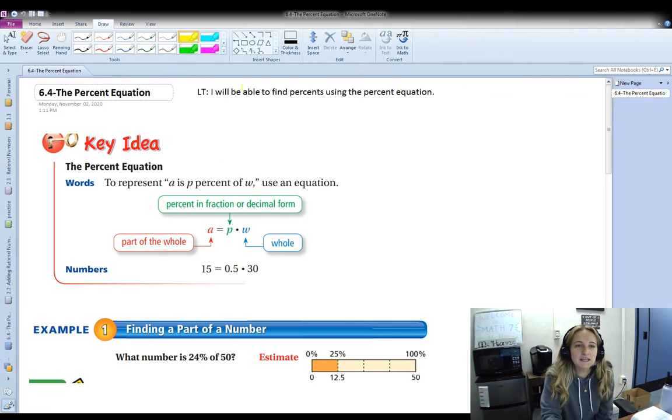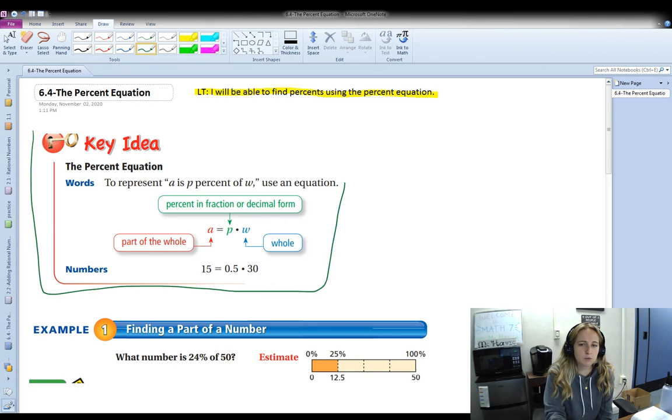The first thing I'd like you to write down is the learning target. It is: I will be able to find percents using the percent equation. So today I'm going to teach you how to use the percent equation. To begin, why don't you pause your screen and write this whole thing down in your notebook so that you have it, okay? So pause and write that.